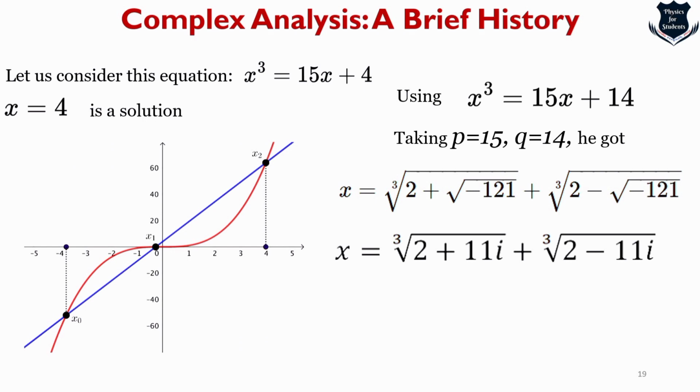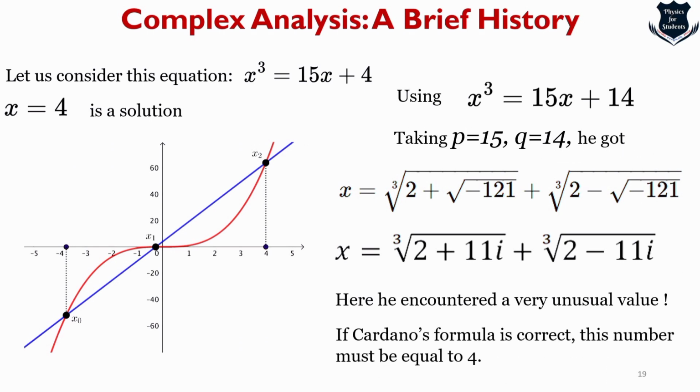Now, here we encountered something very unusual. This, during that time, had an unusual value. So if Cardano's formula was correct, this number must be equal to 4. Now, this must be a kind of nonsense, and the value cannot be real, because inside the cube root, we are taking the square root of a negative number, an absolute impossibility during that time.